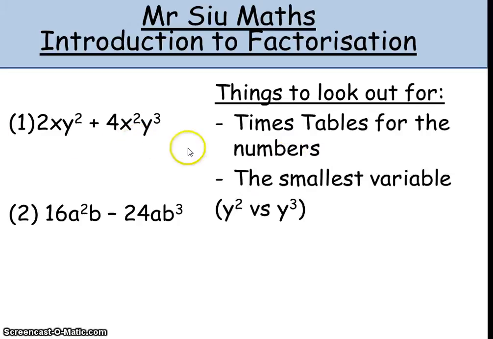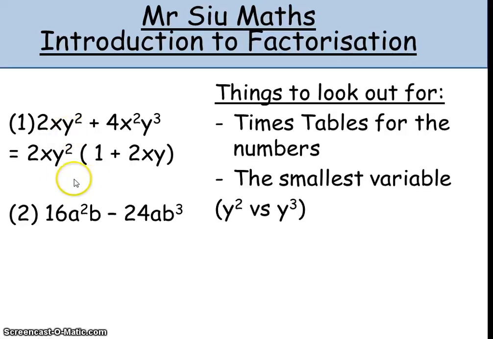The second thing we need to look out for is the smallest variable. Between y squared and y to the power of 3, the smallest one is going to be y squared. So we're going to take that out, along with, between x and x squared, the x. So our answer is going to be 2xy squared, open bracket, and we ask ourselves, what does 2xy squared times to get to 2xy squared? And that is 1, itself.